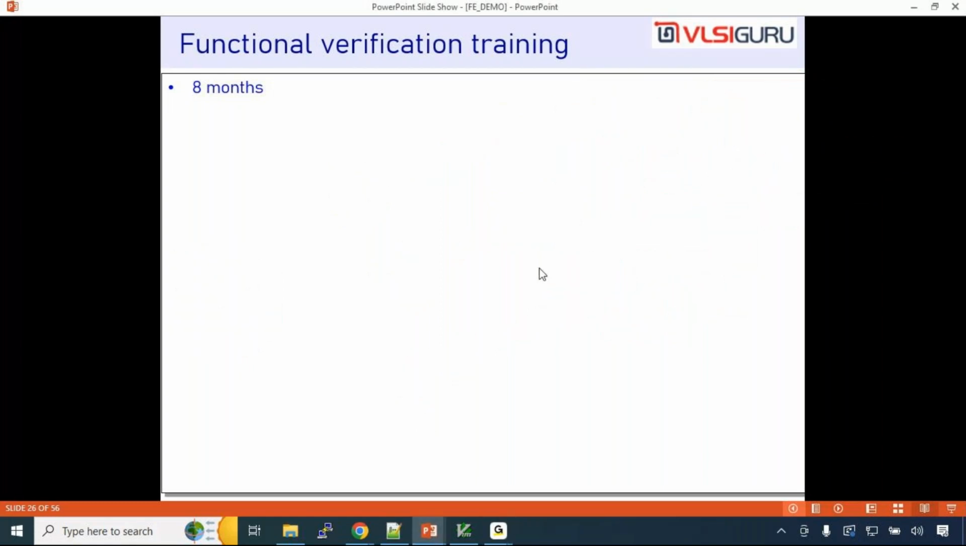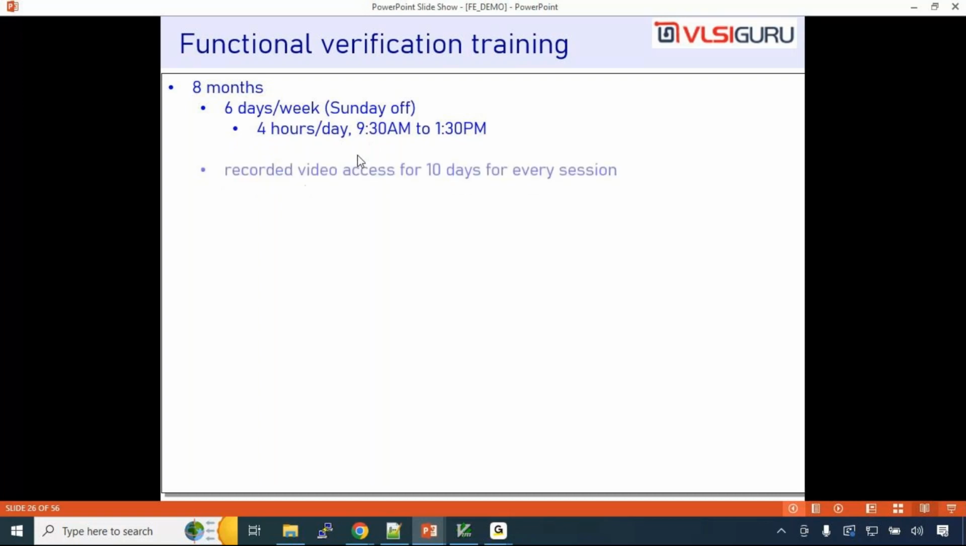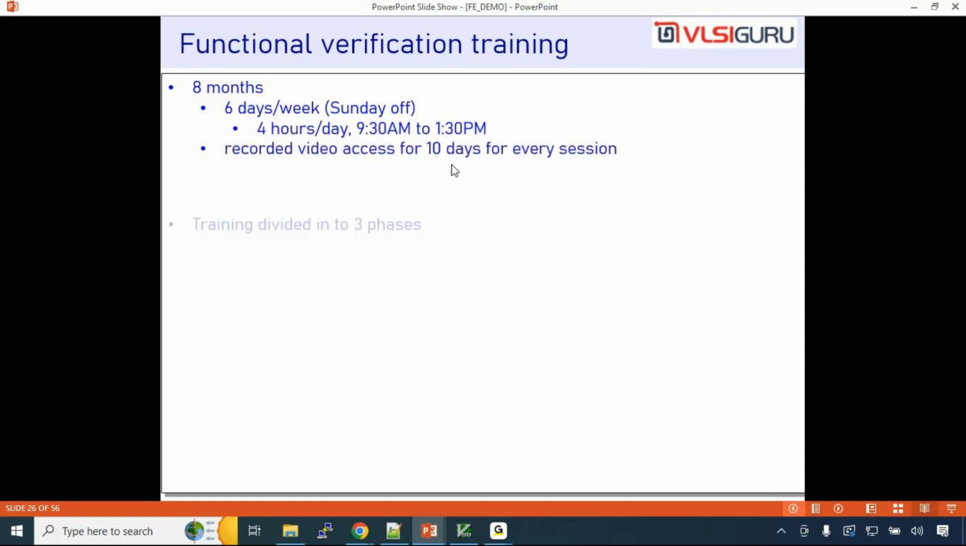Can you take this 8-month course on weekends only? No, it's 8 months only, because you get the videos and you watch the videos during the weekdays. In the weekends, it's a revision only. We won't teach everything again on weekends. So it is 8 months, 6 days per week, 4 hours per day, with recorded video access for 10 days.